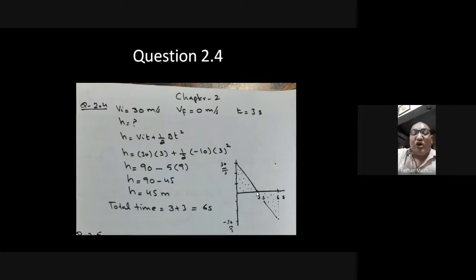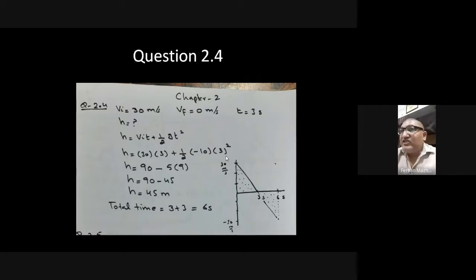When the ball started falling downward, if you consider going up as positive, then coming down will be negative. Then the velocity will increase, but the sign of the velocity will be different. At 6 seconds, it will touch the ground. When it touches the ground, all of a sudden the velocity will become 0. So it's very important that you understand that we can represent this motion on a speed time graph also.